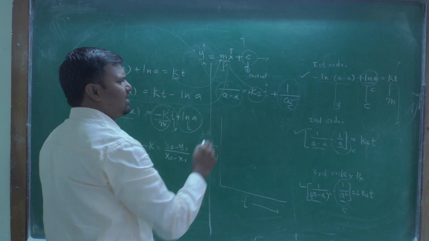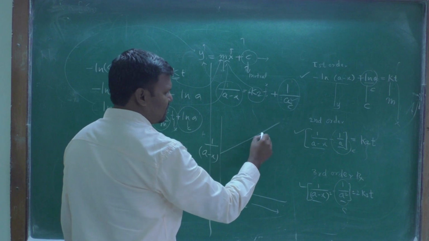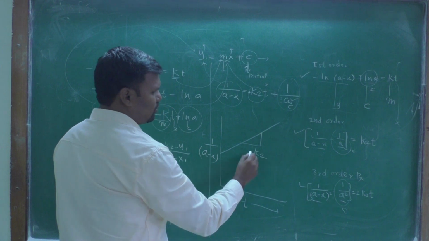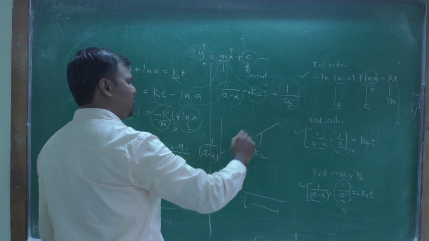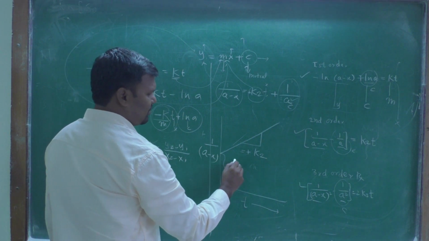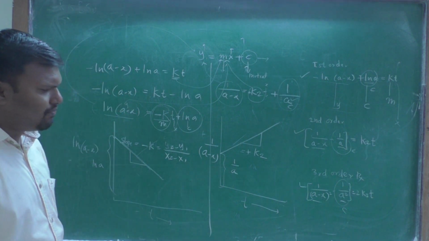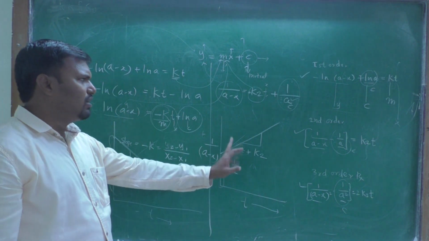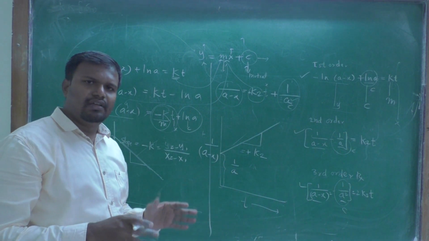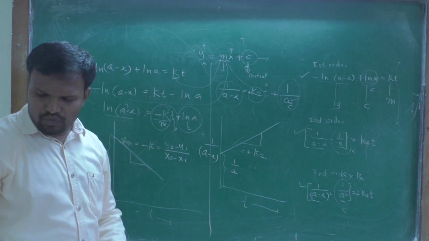Your sign is positive, therefore your graph goes towards the upper side. K2 is your slope, positive, therefore your graph will go to the upper side. Then this quantity is your intercept, equal to 1 upon A. This graph we predicted for the second order reaction. Firstly, we decided which quantity will be which by comparing with the line equation.